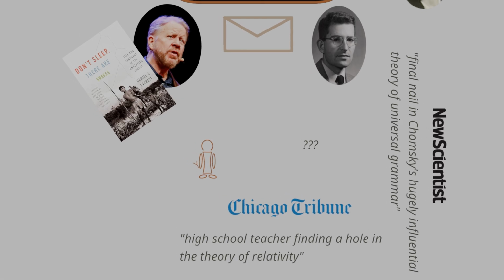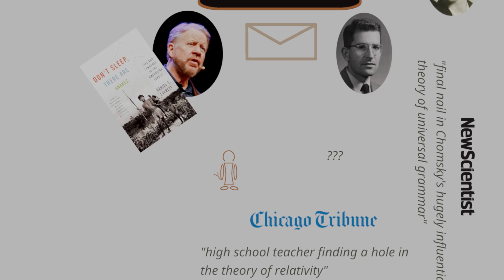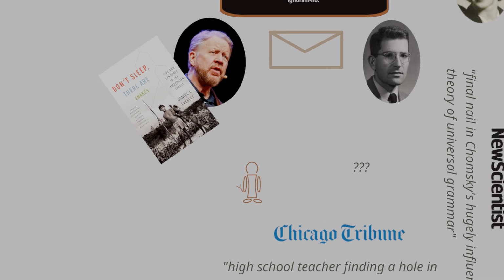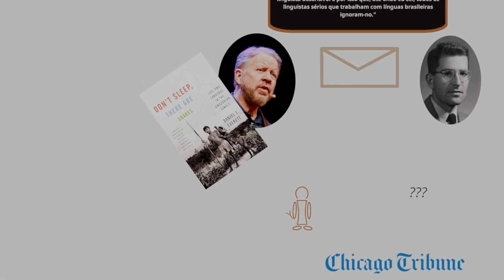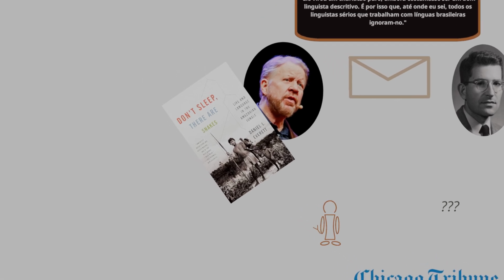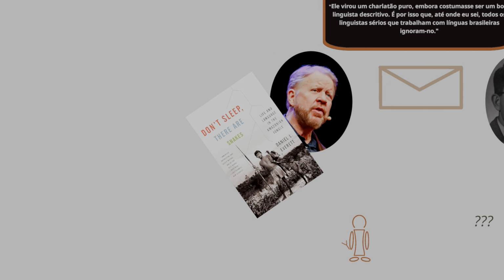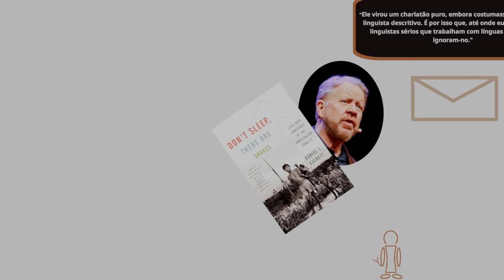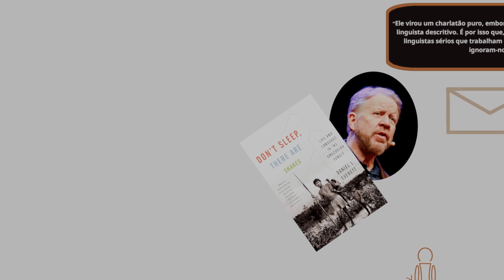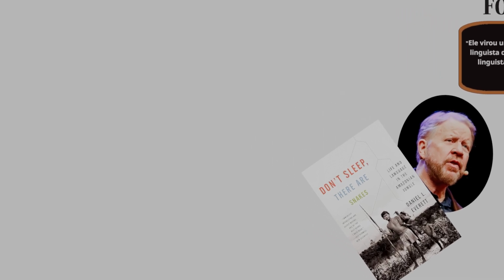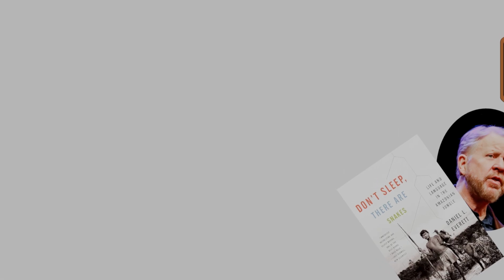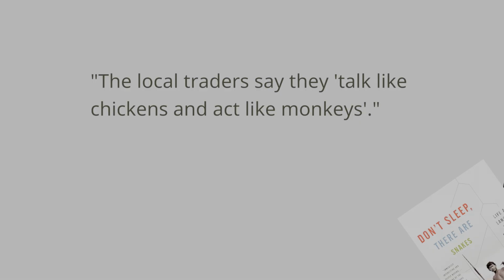Not that the treatment Everett was getting was any better. Quite the contrary, it was much, much worse for him. Very early on, some of his critics tried to impugn his character with accusations of racism, a smear campaign that began with the old trick of truncating a quote and making indirect speech seem like it was direct speech. Everett had written on a webpage a sentence describing how local Brazilian traders thought of the Pirahã. He wrote, "The local traders say they talk like chickens and act like monkeys."